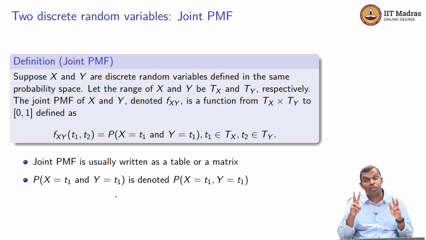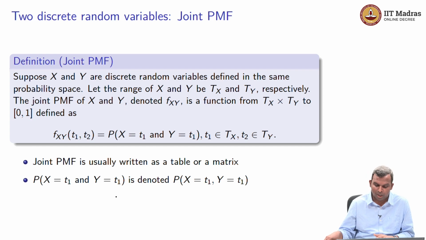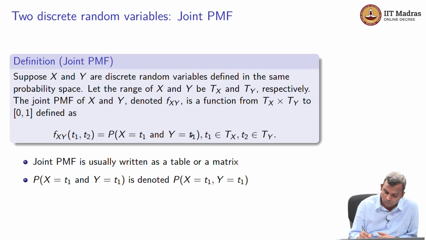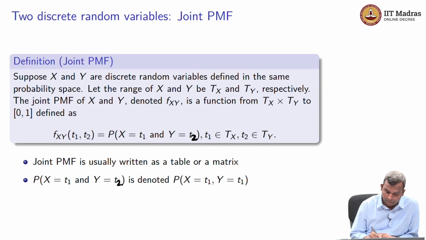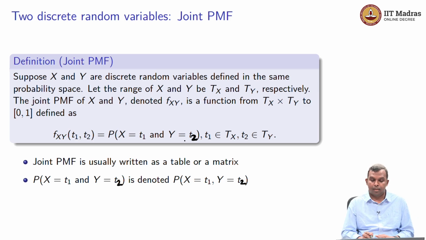Now in the joint PMF, we have two random variables. So clearly we need T1 and T2, one coming from the range of X, the other coming from the range of Y. And the joint PMF simply assigns the probability of X equals T1 and Y equals T2. Okay, I've put T1 here, T1 here. This is wrong. So please note this correction. This is going to become T2. Okay, probability of X equals T1 and Y equals T2. That's what happens here. Let me just make this correction. It's a little typo. Okay, so this is defined as the joint PMF.